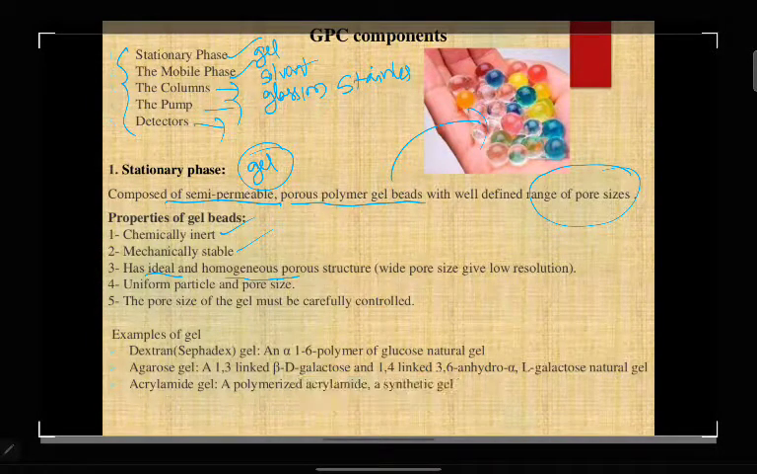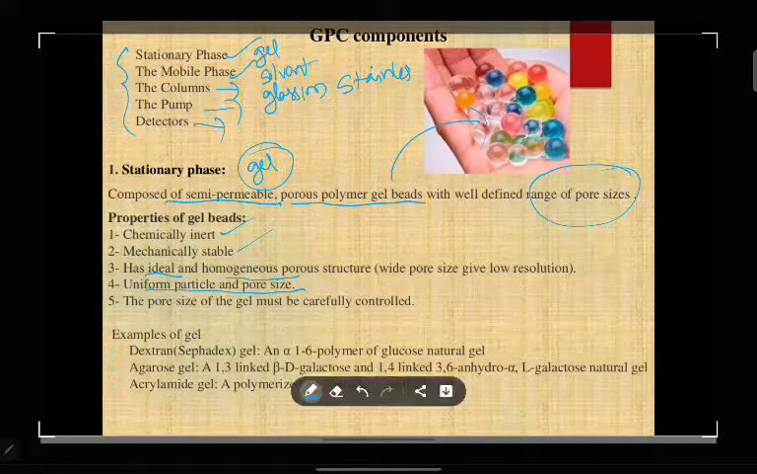Then particle size should be uniform. Then the pore size of your gel must be controlled. I mean, we have to control the pore size of the gel. If these things are satisfied, that gel is okay. It is the best one for our separation. That's why before we select any gel, it compulsorily has to satisfy these above five properties.